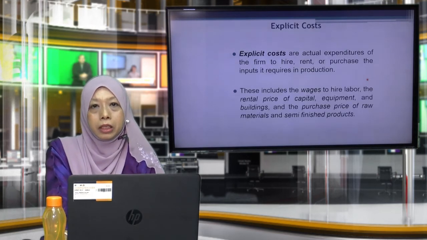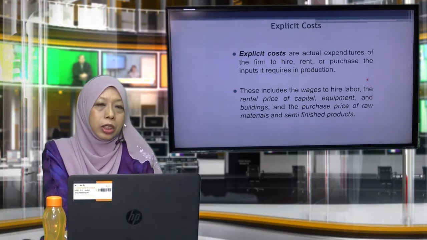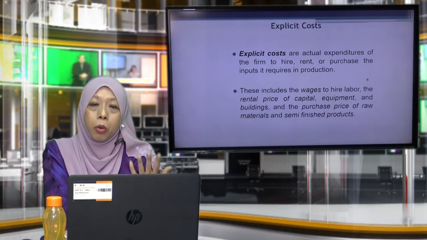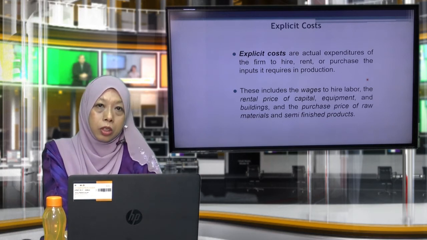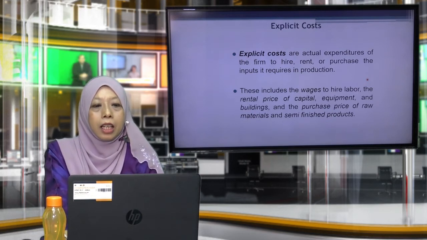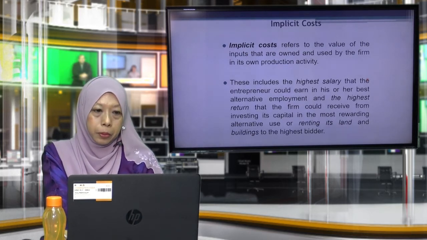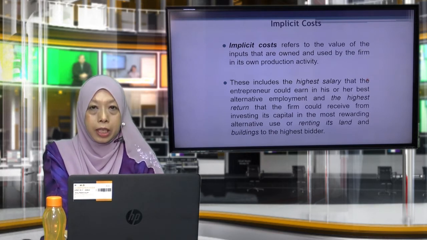So when we talk about explicit costs, explicit cost refers to the actual out-of-pocket expenditure. So it is whatever spending that requires you to pay money to get all the resources for your production. Now, the second type of cost that you need to know would be implicit cost. Implicit cost refers to the value of the inputs that are owned and used by the firm in its own production activity.